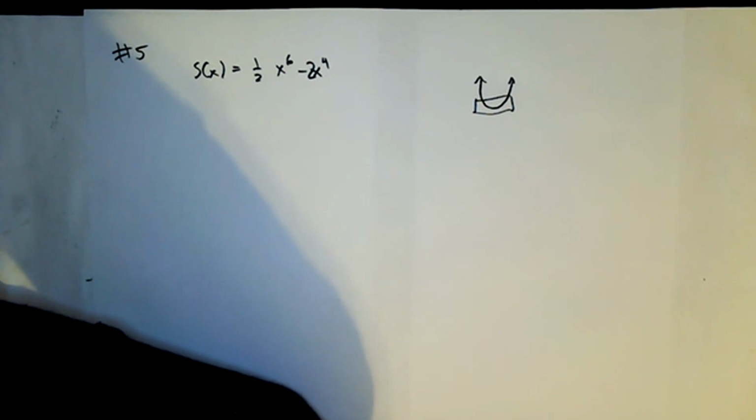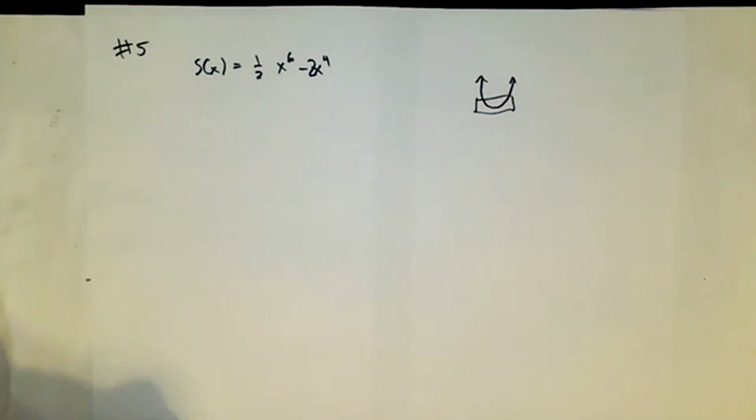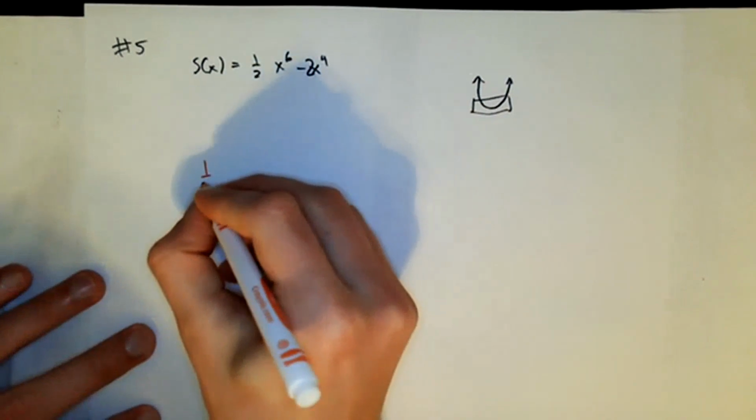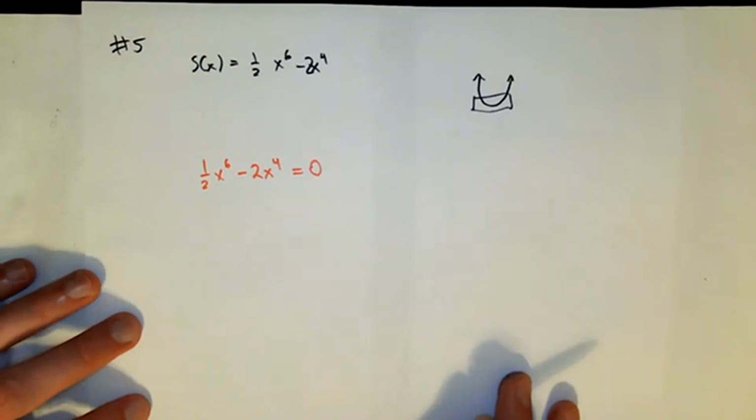And then it says to match the polynomial function with one of the graphs. Well, you'll see that there's only, oh wait, never mind. I was going to say, wait, hang on. Okay, there are 2 answer choices that have both legs pointing up. So we have to find the x-intercepts to be sure about which one is right. So we should take 1/2 x to the 6th minus 2x to the 4th and set it equal to 0.